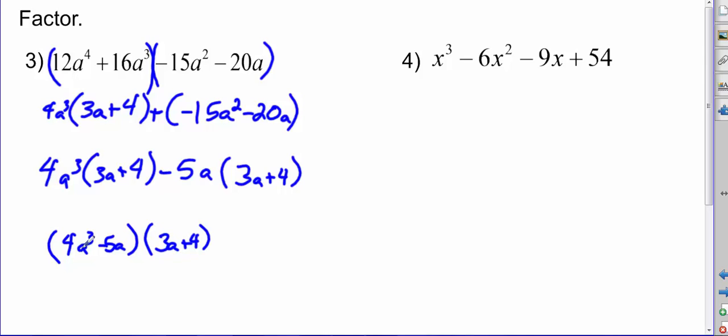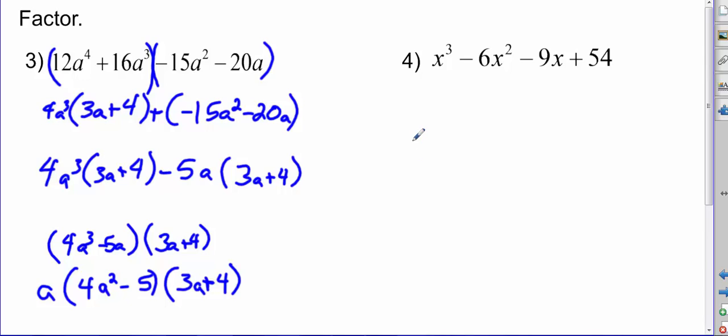Now on this one we're not done. Step 4 of our steps says that we have to check if either binomial can be factored further. On this one we can factor an a out of this. So we need to factor that a little bit further. So we still have a 4a squared minus 5 inside of that set of parentheses. This set of parentheses we don't need to mess with. So it stays the same. And now we're done with number 3.